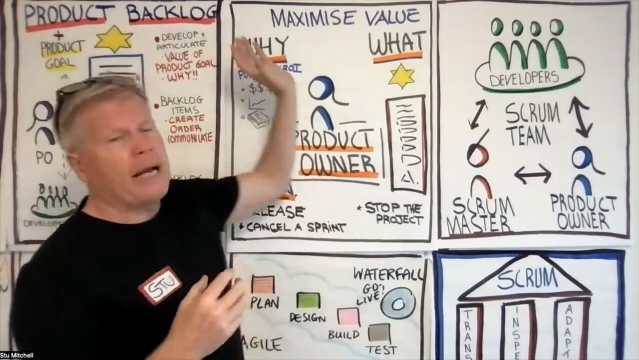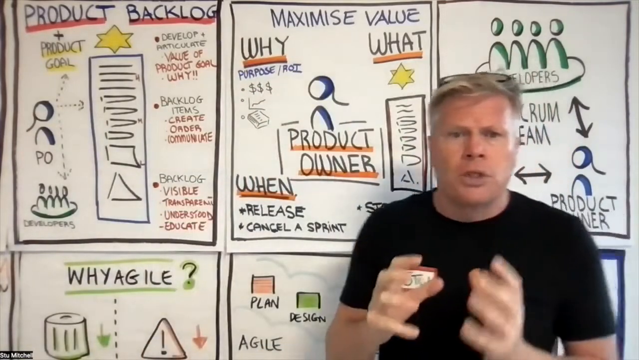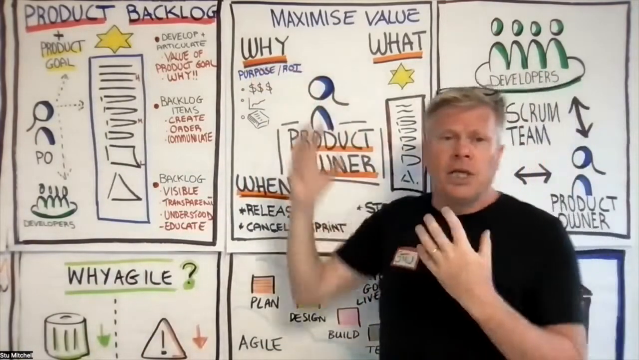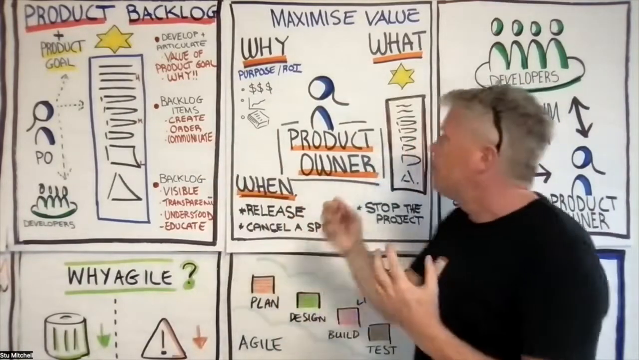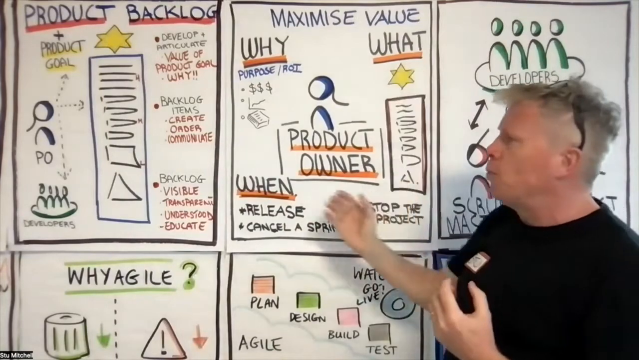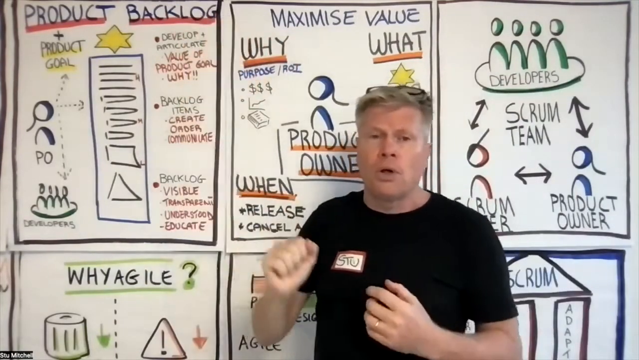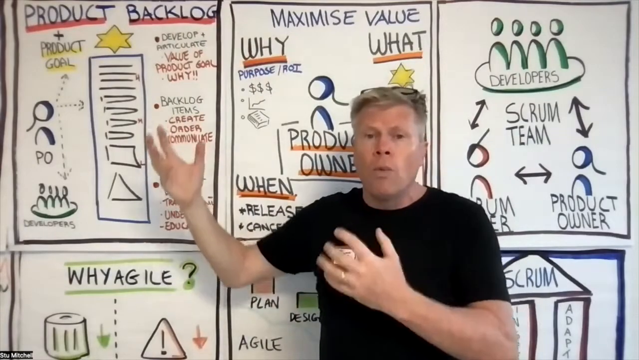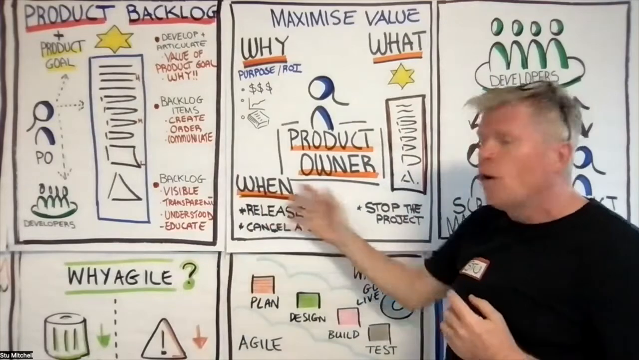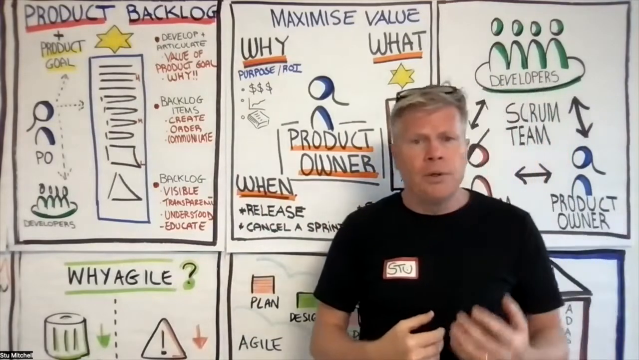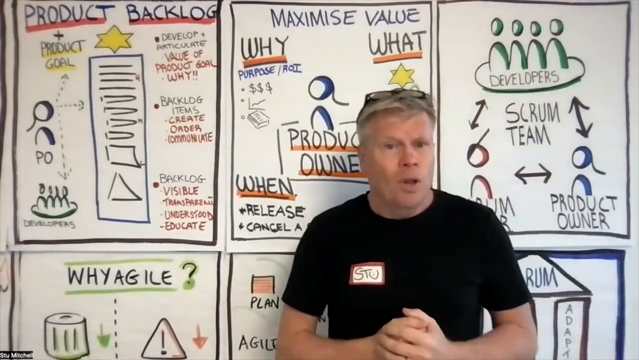It's a role to maximize the value of the project. The product owner does that in three ways. She articulates the why to everyone, what the value is and the purpose of doing it. She'll do the what, and she'll have the product backlog and the North Star, the product goals, so people can quickly see what we're delivering and roughly in what order. And finally, when. When are we going to be doing the releases? When are we going to cancel a sprint? And when to stop?